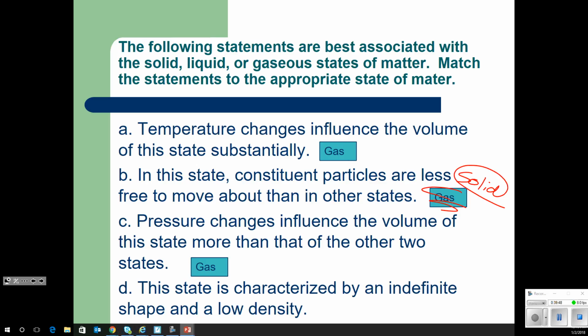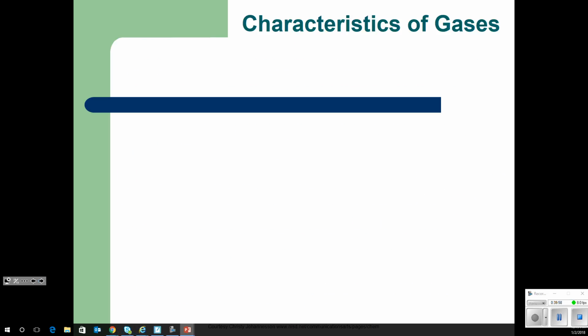Okay, this state is characterized by an indefinite shape and a very low density. Low density, that's the key. It's a gas. Okay, we didn't do any liquid.